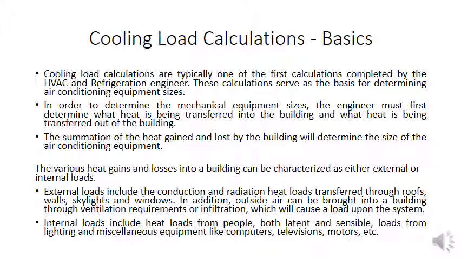The external load is the conduction and radiation of heat through roofs, walls, windows and skylights as well. In addition, outdoor air can be brought into the building through ventilation requirement or infiltration. Infiltration means the leakage of air through porous walls or other sources like gaps, which will cause a load upon the system. So external heat load is conduction and radiation through roof and wall, and ventilation and infiltration loss. This is the external load. Similarly, the internal load is basically due to the latent and sensible heat load from lighting, other equipment, computers, television, etc. and people.